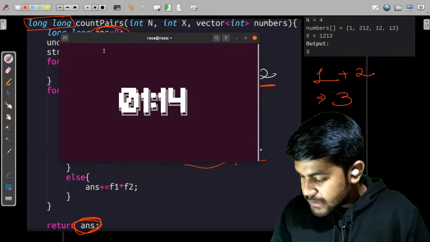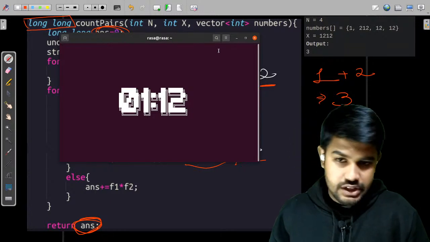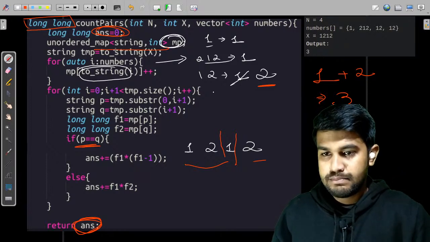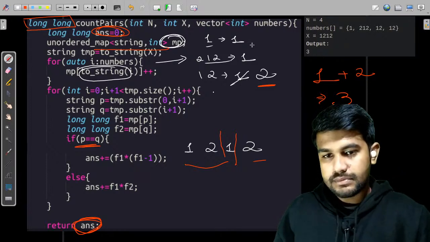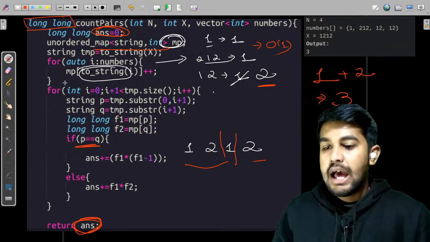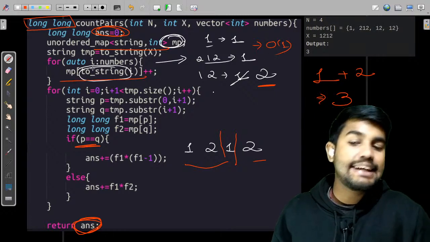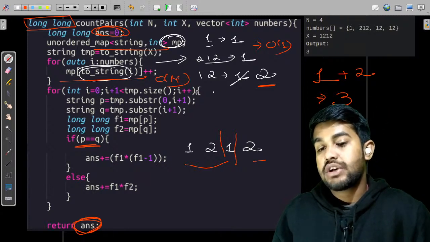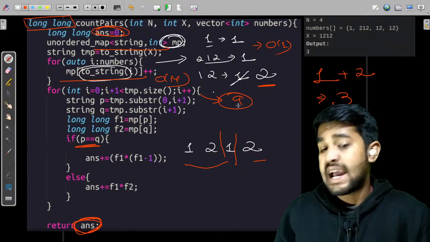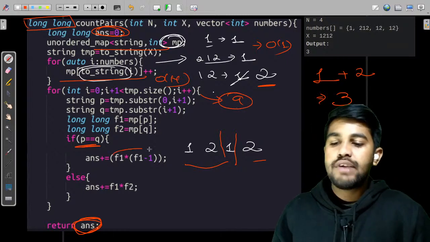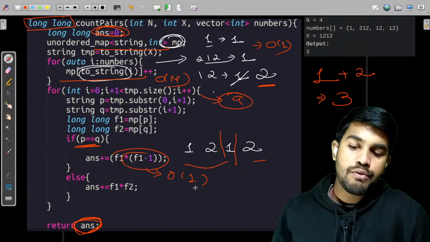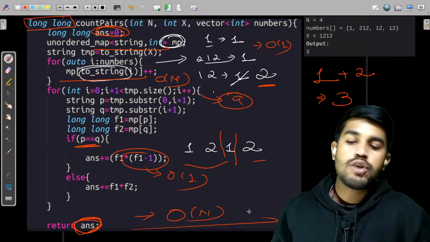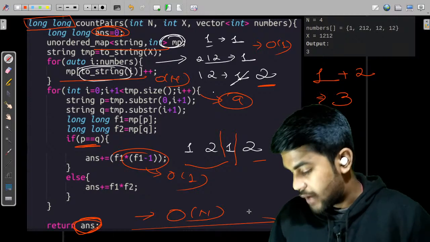Okay. Explain the time complexity as given in the question. So the time complexity of the unordered map is big O of 1, and we are storing it, so we are iterating on the numbers. So this is big O of n, and we are getting the substring, and this would be going till 9 iterations, and we are just doing multiplication. This is also big O of 1. So the maximum upper bound that we have encountered is big O of n. So the time complexity is big O of n.